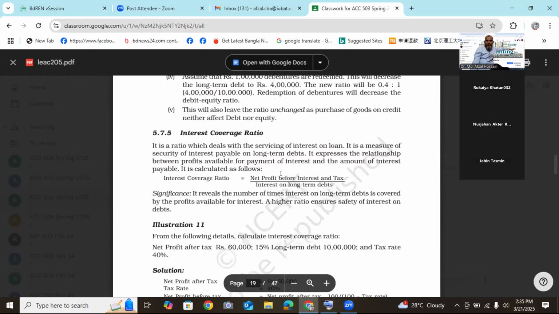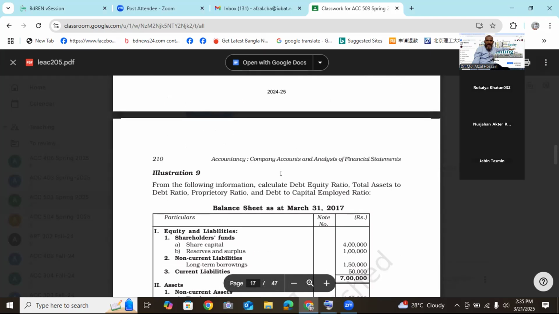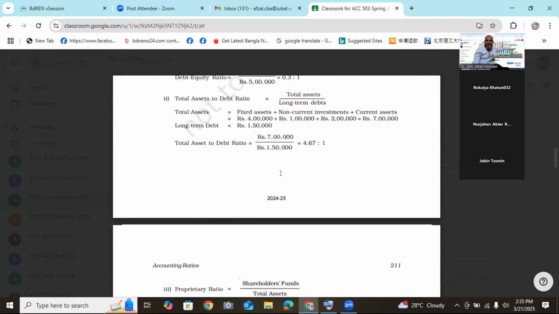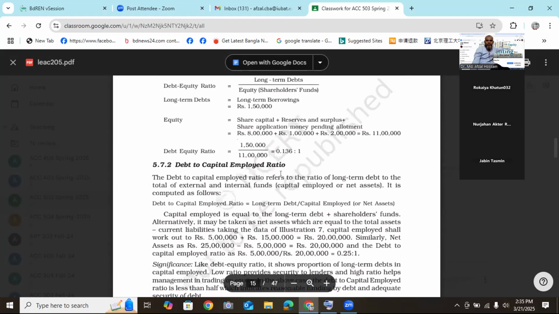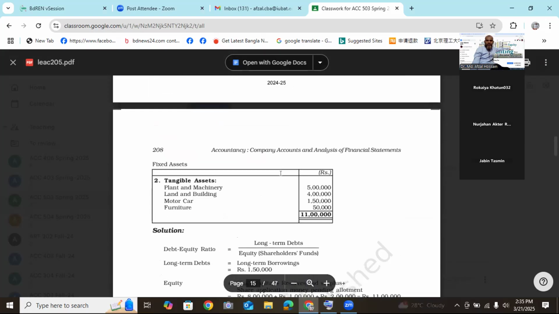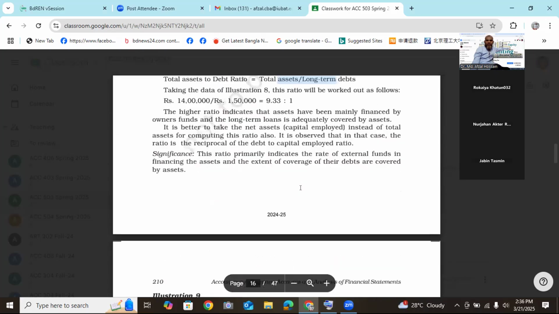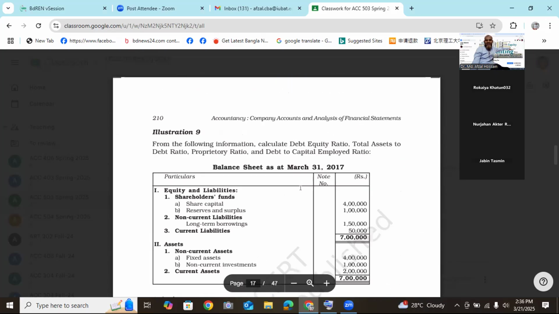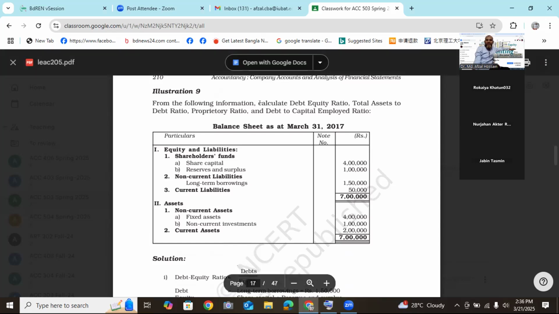So we already discussed illustration number 8, which is already complete. Now illustration number 9. From the following information, calculate the debt to equity ratio, total asset to debt ratio, proprietary ratio and debt to capital employed ratio.